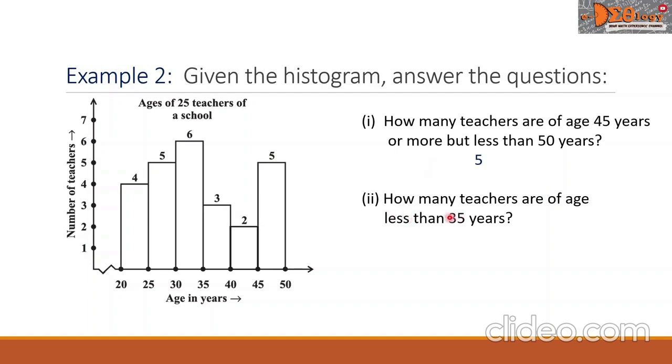Second question. How many teachers are of age less than 35 years? In our horizontal line, the number 35 is here. There are 3 boxes less than 35 years. So we add all the frequencies, 6 plus 5 plus 4, and the total is 15. There are 15 teachers who are less than 35 years old.